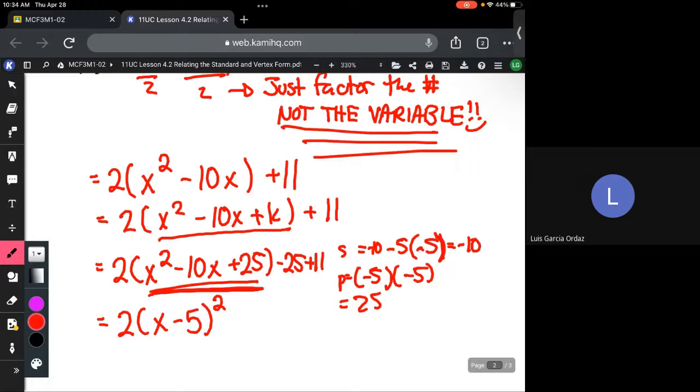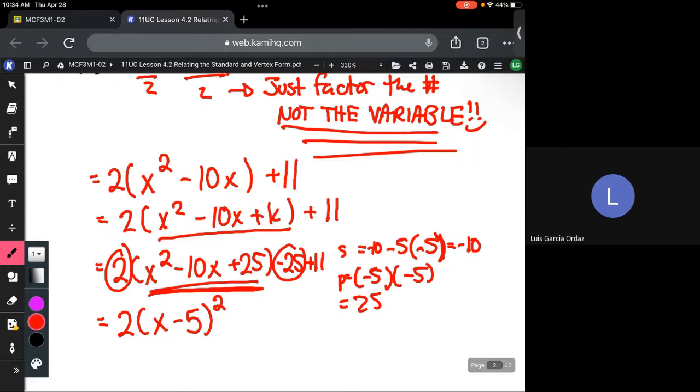Because that 25 is now associated with that factor of 2, I have to take that number outside of my bracket and multiply it by my 2. Because I factored out the 2, which means I divided everything by 2. So now I have to multiply everything back by 2.